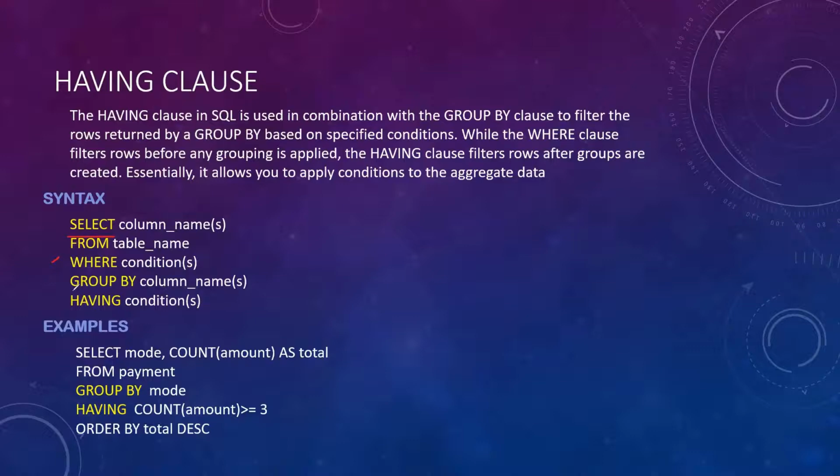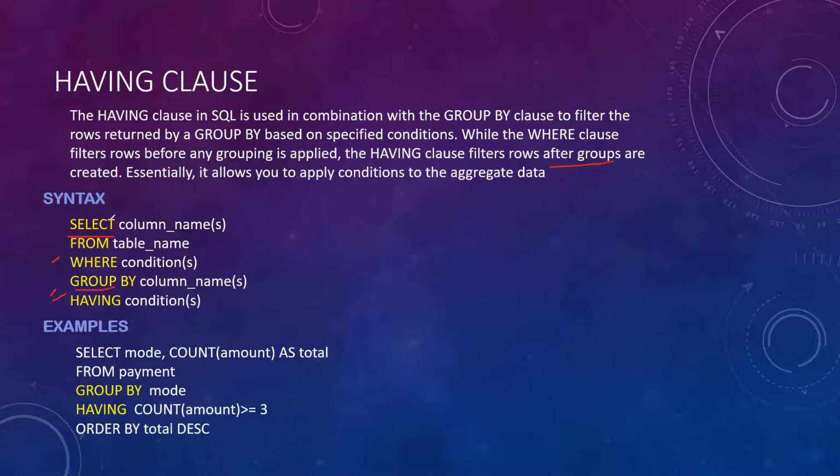And whenever you are using a GROUP BY statement and want to give a condition on the group, then you can use the HAVING clause, which filters out the data after it becomes a group. Always remember, it filters the rows after the groups are created. The HAVING clause always filters the rows after groups are created, and the WHERE clause filters the rows before any grouping is applied.